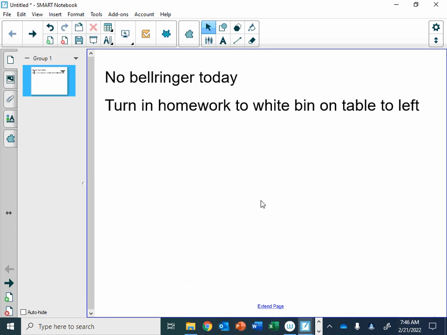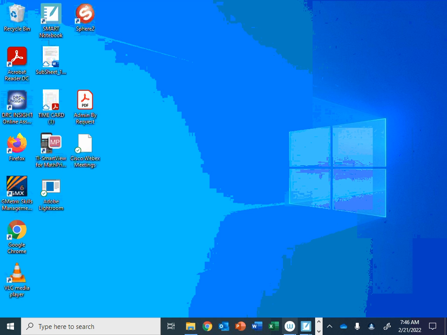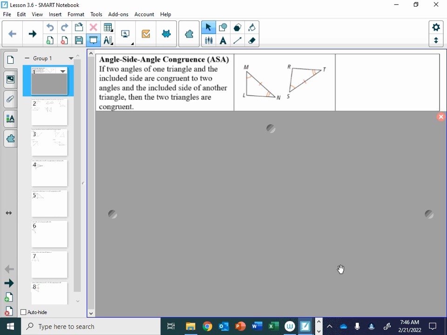All right. Now let's go over today's lesson. So we are continuing on. I mentioned on Friday that there are 5 triangle congruence theorems. Friday we talked about 2 of them. Today we're going to talk about the other 3. The first one is angle side angle. So I need 2 angles and the side in between the 2 angles.